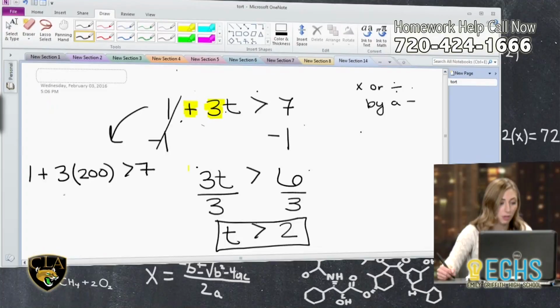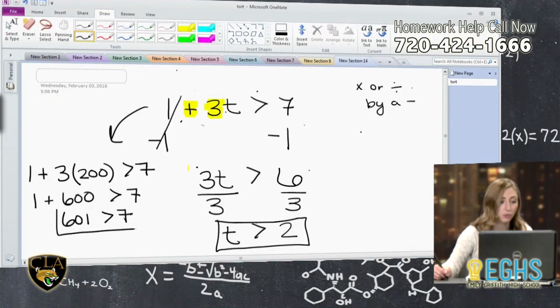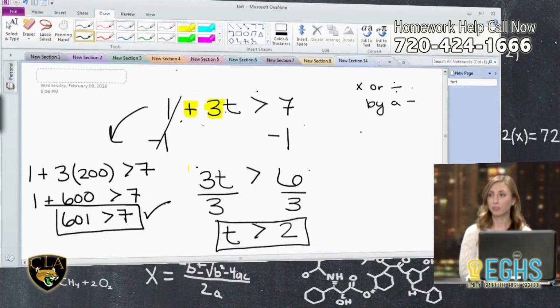So 3 times 200, we get 600. You can probably already see that this will work. 1 plus 600. 601 is greater than 7. And if we have a true statement here, that means our answer checks out. It's true. Yep. So t is greater than 2. Solve those inequalities just like equations.